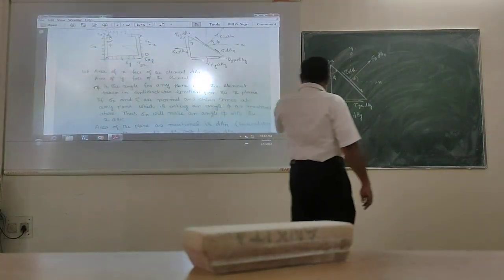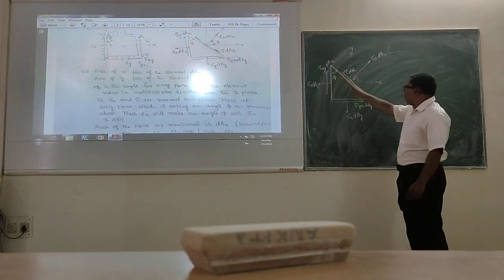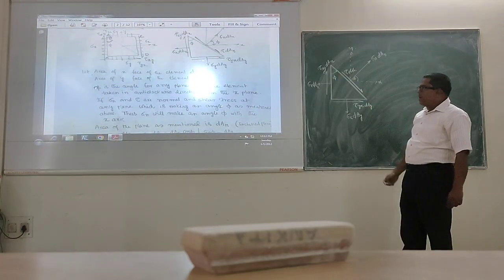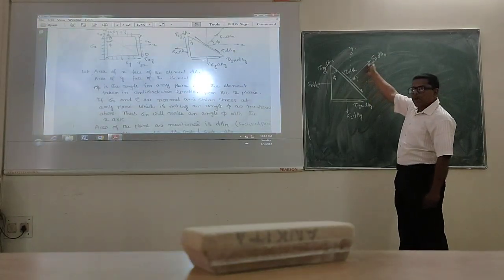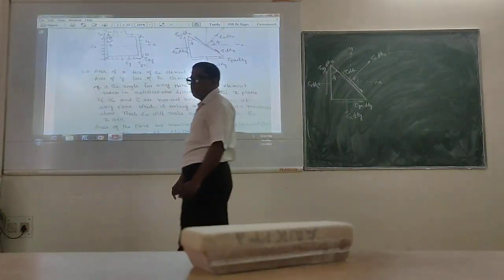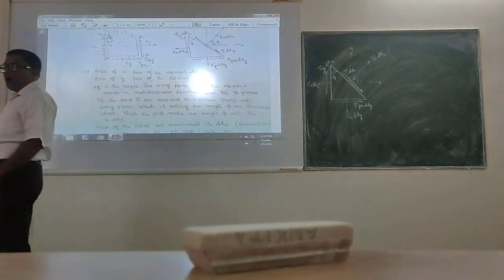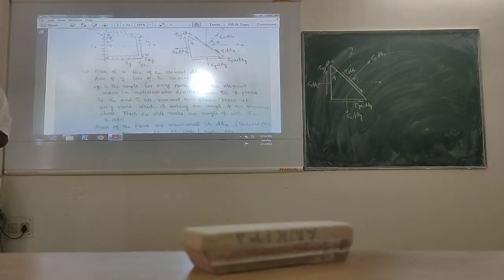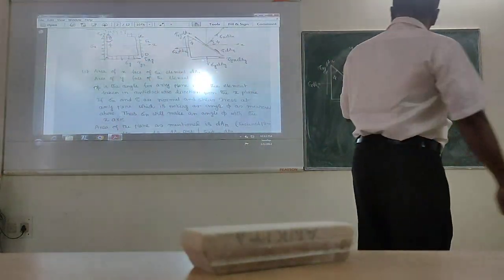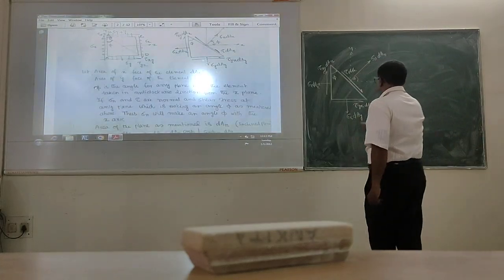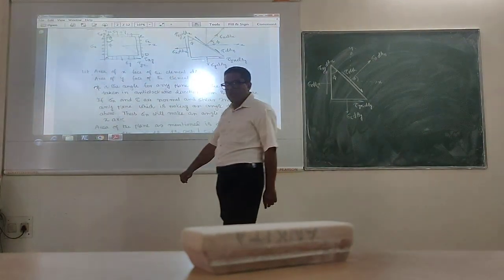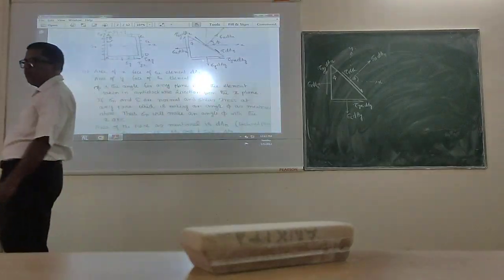So we have taken an inclined plane. In the previous class we concluded here only. On that inclined plane, we have a normal stress sigma n and a shear stress, let's say tau. How these normal and shear stresses relate to sigma x and tau xy or tau yx, that we have to find out.